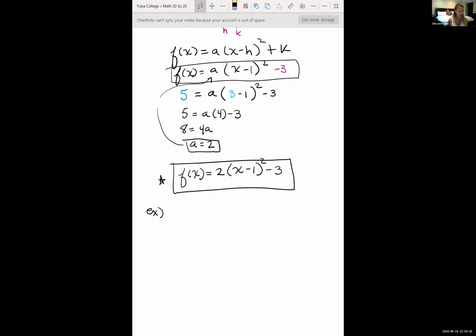Okay, so let's look at a couple of applications. The monthly revenue achieved by selling x wristwatches is R of x equals 75x minus 0.2x squared. The monthly cost C of selling wristwatches is C of x equals 32x plus 1,750.